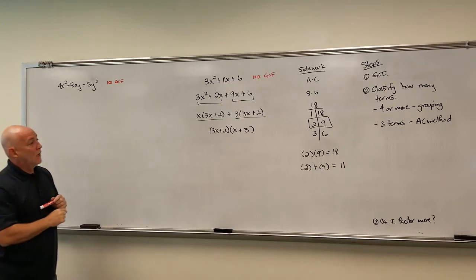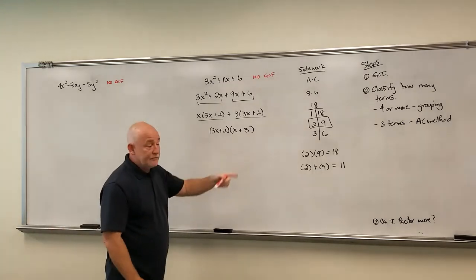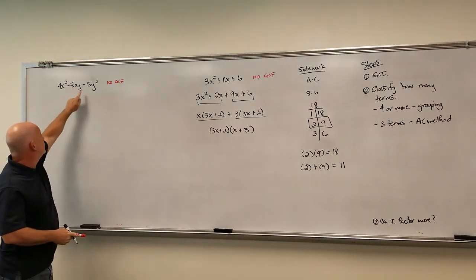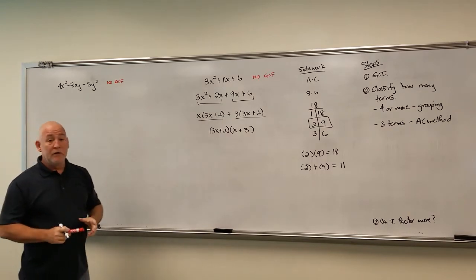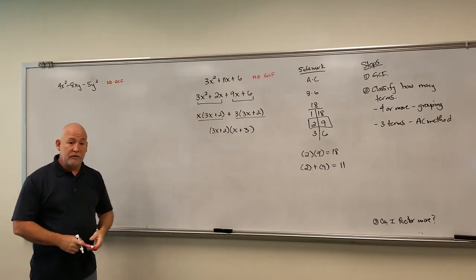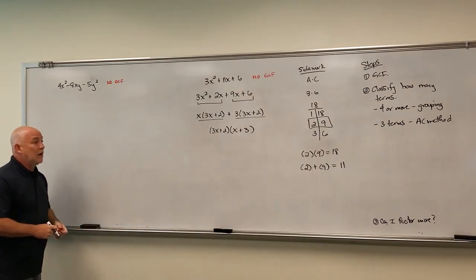Okay, now, step 2, how many terms do we have? Well, it's pretty easy to see that we have 1, 2, 3 terms. So I really, really want to do the AC method because it works out really nice. But can I?